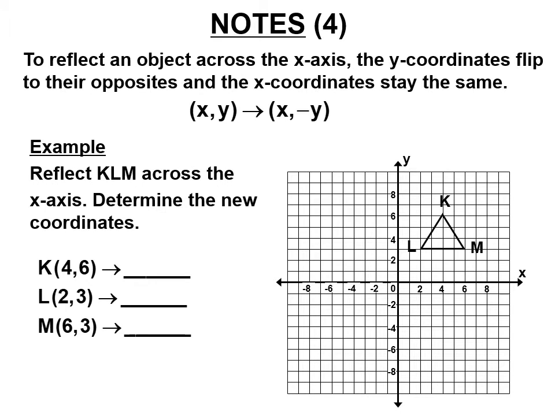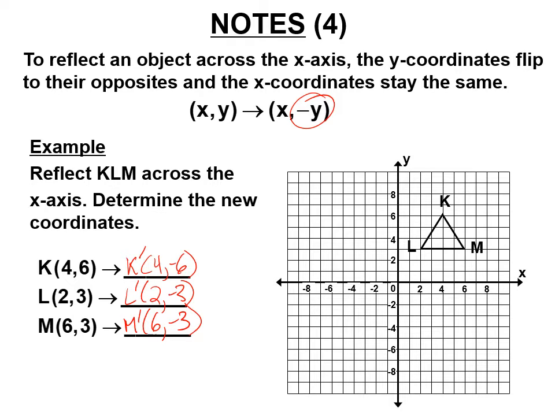So, to reflect an object across the x-axis, the y-coordinate changes to its opposite. Well, let's see if that's true. You would write this as K' goes to (4, -6), L' goes to (2, -3), and M' goes to (6, -3). Let's see if that's true.